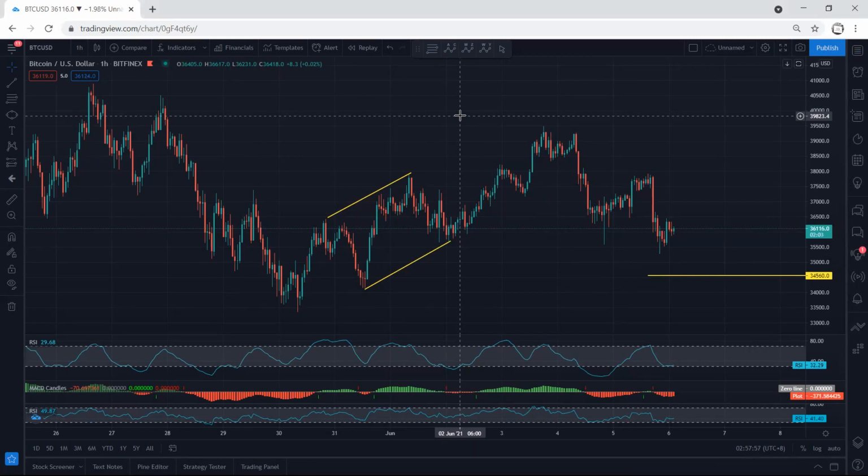And again, as I mentioned, we are not using the divergence to look for a trade. We use it with our trading strategy. Then from there, we make a decision whether we are going to get a deeper correction or a reversal.